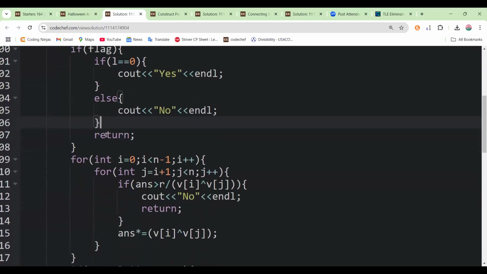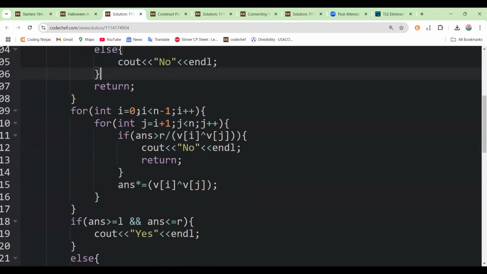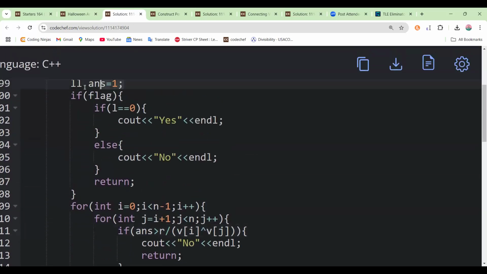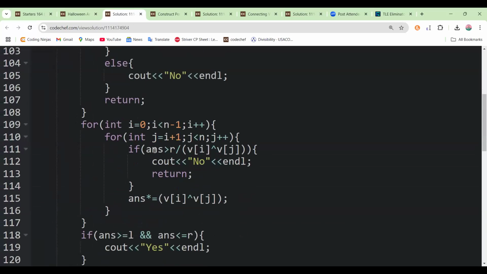If there is no duplicate, then I am just going over a brute force solution. I am just iterating over all the possible pairs. And answer is basically the product I have got till now, so I have initialized it to 1. So if answer is at any point of time greater than R divided by v of i or v of j, why am I doing this? Just to handle the overflow. Just for handling the overflow, I am calculating like this.